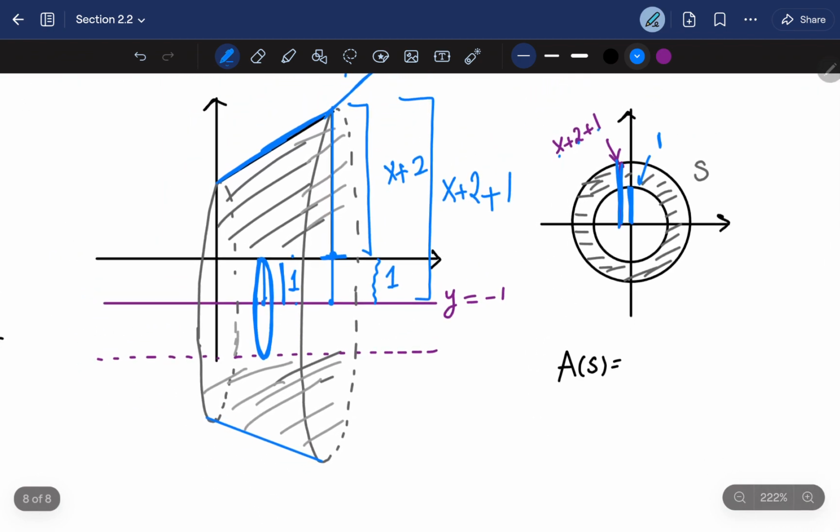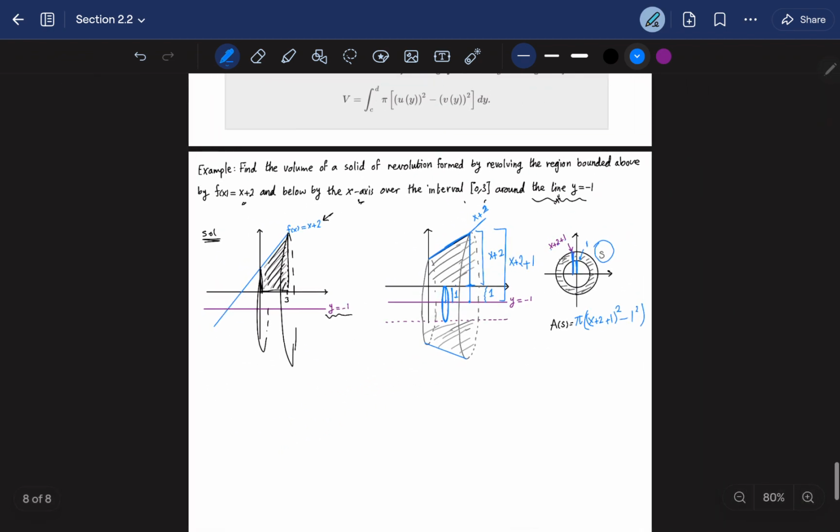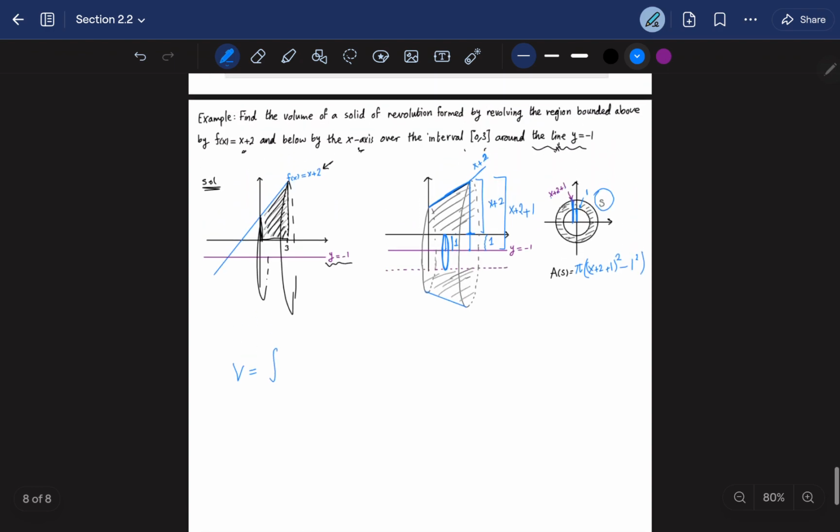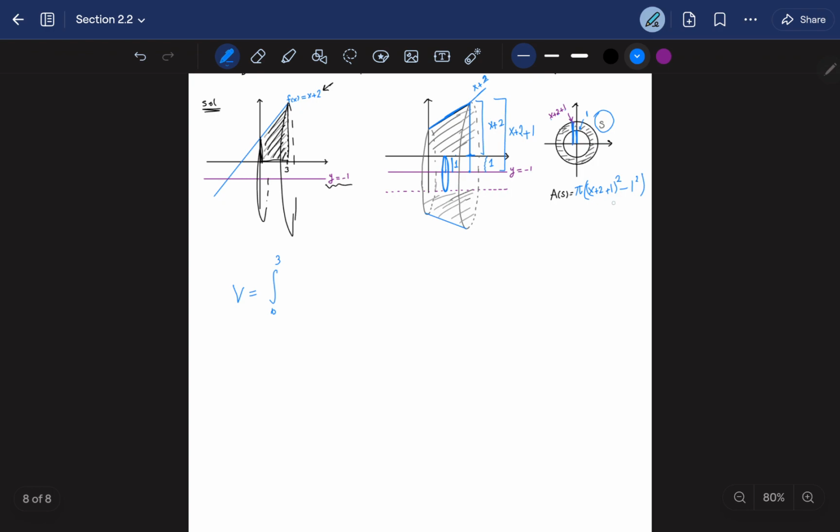So if I want to find the area for this whole region S, it's going to be the big circle minus the small circle, so it's pi times the big circle radius, x plus 2 plus 1, squared, minus the radius for the small circle, which is just 1 squared. And if we want to evaluate the volume, we're going to take the integral from 0 to 3 of the area in terms of x. Once you simplify, you can integrate and find the value directly.